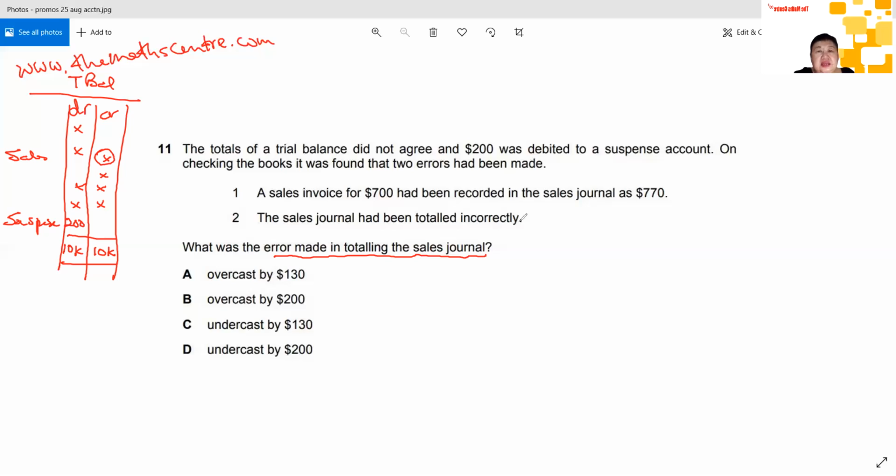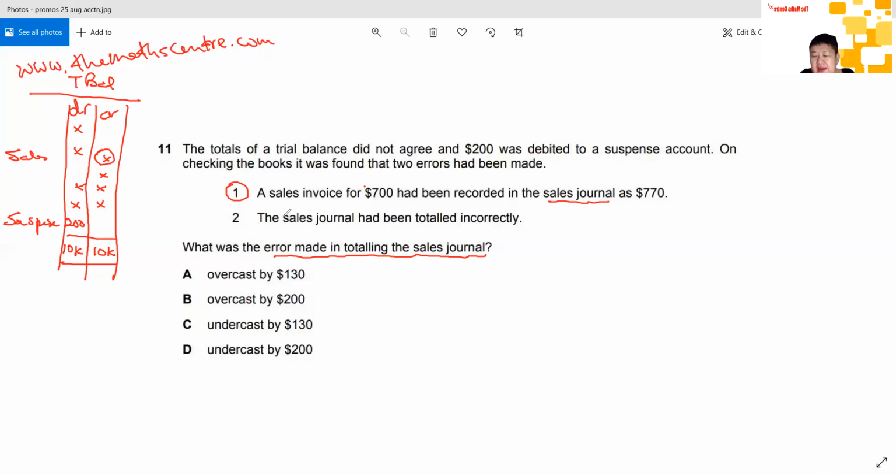Okay. Now, let's take a look at this. A sales invoice for 700 has been recorded in the sales journal at 770. This error is called an error of original entry. That means both the debit and credit it picks up is wrong. That means instead of picking up a debit and a credit of 700, you're picking up the debit and credit each of 770. But it still balances. There's still a debit and credit. So this error does not cause your suspense account to come about.